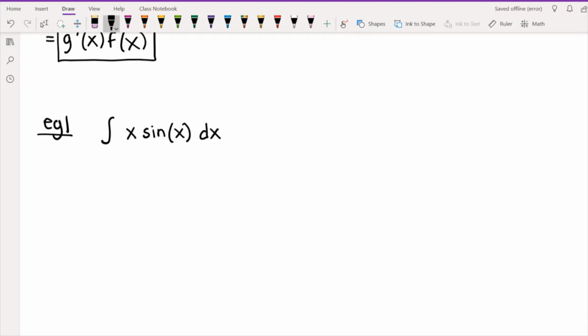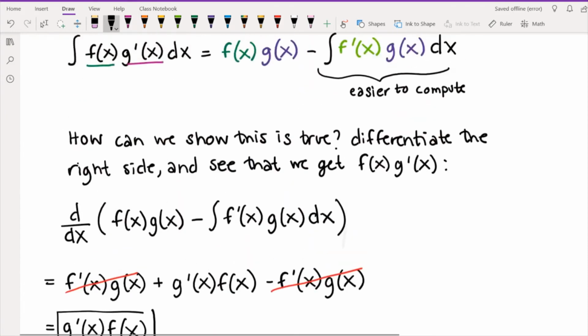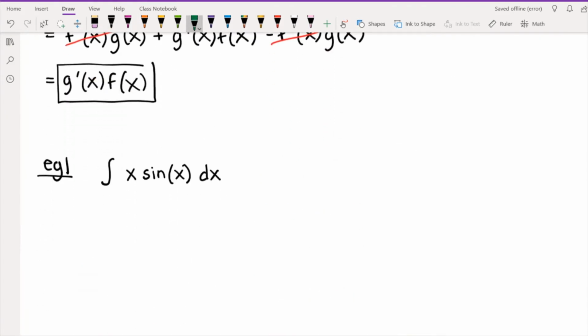So I'm going to make the right choice the first time just so we can see how this goes, but then I'll go back and show you what would happen if we had chosen the other way, and we'll talk a little bit about how you can decide which one to pick. So we're going to let f of x be x, and we're going to let g prime of x be sine of x. So let's write this out. We're letting f of x equals x, and g prime of x is equal to sine of x.